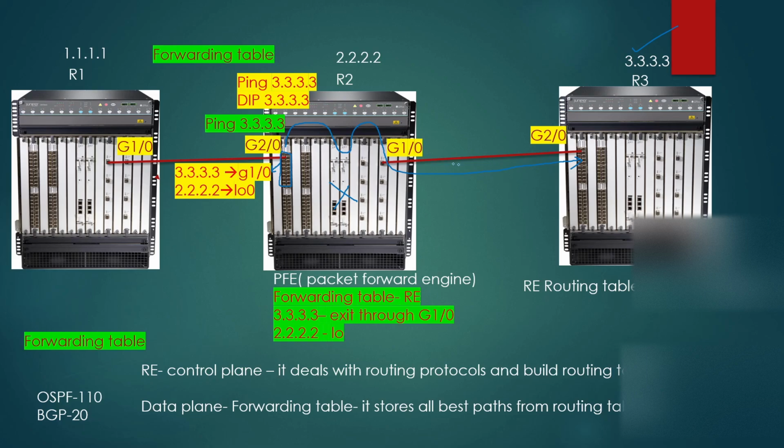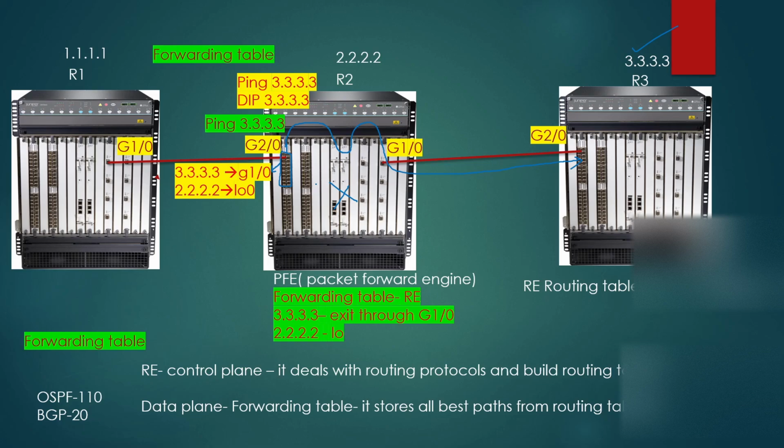This traffic is called what? Transit traffic. Transit traffic means the data which is destined to another device through your device. See, I want to reach from R1 to R3. R2 is the transit device, the middle device. So for all the transit traffic, it is not impacting. Yes or no?